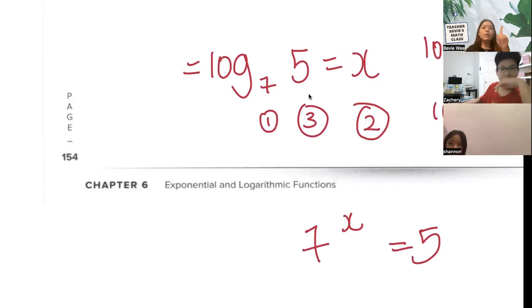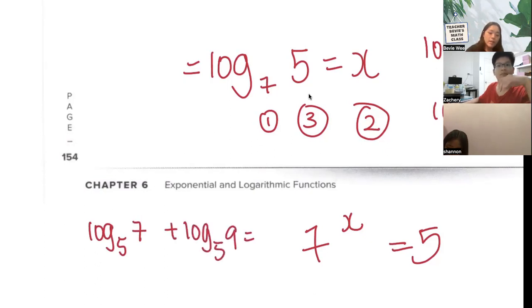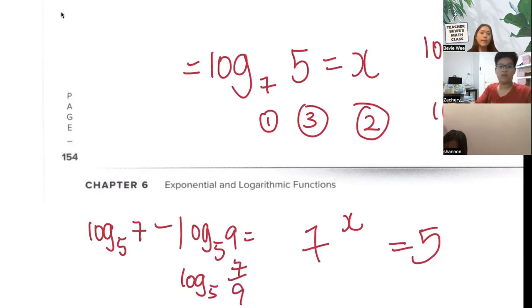Okay? Product law, quotient law, power law. Power law, just pull the power to the front. If it's in front already, you can pull it back. Product law: log 5 of 7 plus log 5 of 9 equals log 5 of 63. But make sure that your base is exactly the same first. Likewise, if this is a minus, then it will be the opposite. Instead of times, you divide. Log 5 of 7 over 9.